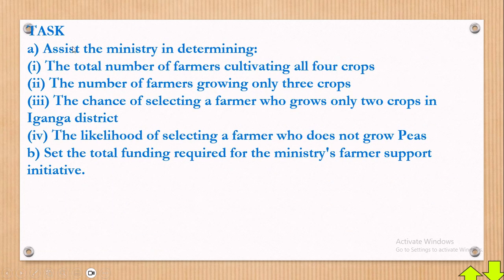So part A said, assess the ministry in determining the total number of farmers cultivating all the 4 crops. The total number of farmers cultivating all the 4 crops. Okay, now the number of farmers growing only 3 crops. The chance of selecting a farmer who grows only 2 crops in Iganga district. The likelihood of selecting a farmer who does not grow peas. And the total funding required for the ministry's farmer support initiative. Anyway, let's get there.